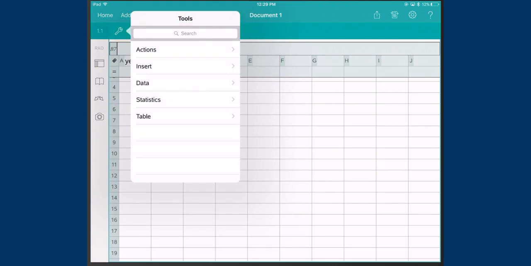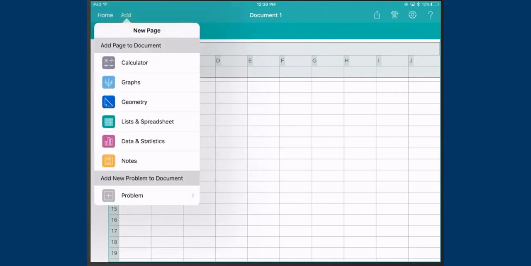And then from there, it's not going to be Action. Remember, it's not the toolbar. You actually go to where it says Add, and then you select Data and Statistics. However, for the sake of time, I'm not going to do this part.